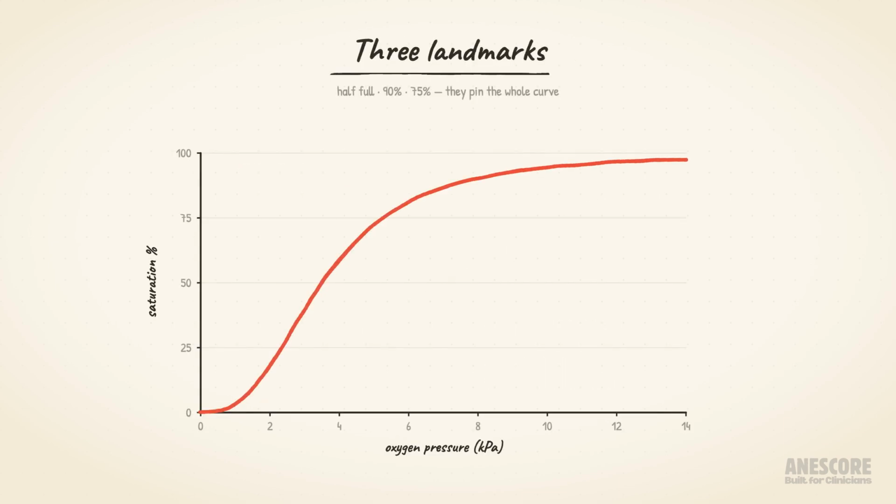3 points on this curve are worth keeping. The middle, where hemoglobin is exactly half full, sits at about 3.5 kilopascals. We call that the P50, the curve's name tag. Higher up at 8 kilopascals, hemoglobin is 90% full, and the blood returning from the body, the venous side, sits around 5, about 75% full. Half full, 90%, 75%, 3 dots that pin down the whole curve.